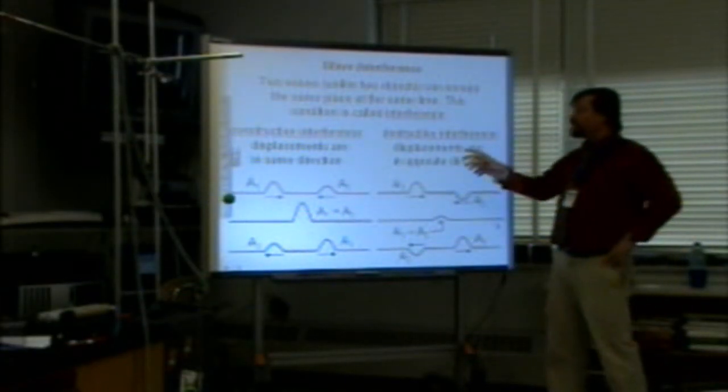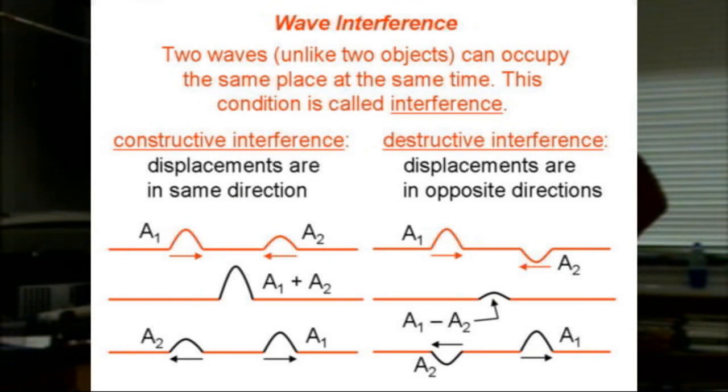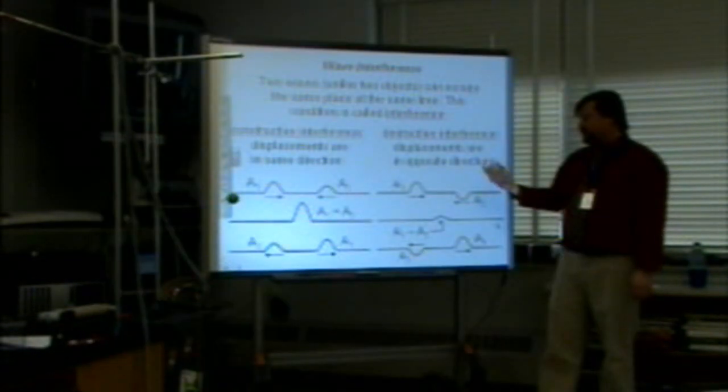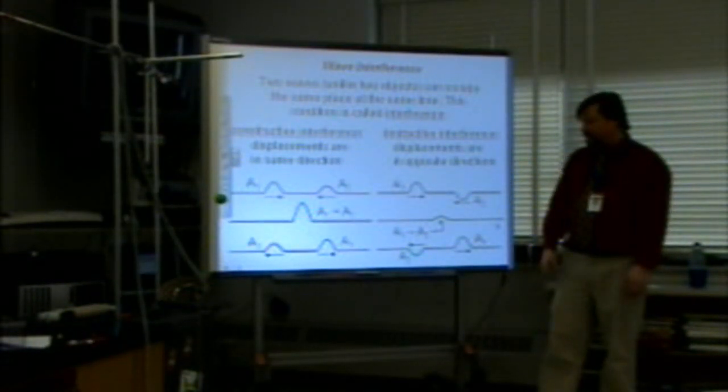So wave interference: two waves, unlike two objects that are solid matter, being pure energy and not matter, can occupy the same place at the same time. This condition is called interference. And then we have the two types of interference: constructive interference, where the amplitudes are in the same direction and when they come together, they add to each other, or destructive interference, when they subtract from each other when they come together.